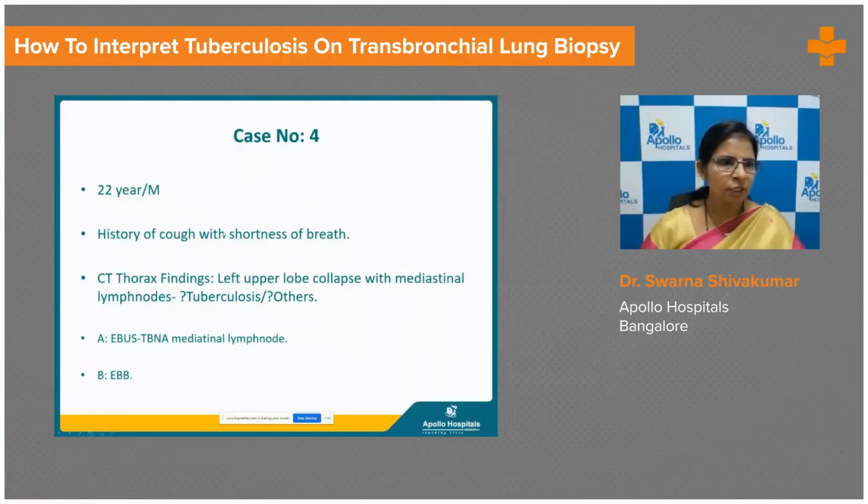Fourth case. She is a 22-year-old male with history of cough and shortness of breath. CT thorax revealed left upper lobe collapse with mediastinal lymph node, with a granulomatous etiology or any infections. This patient had been subjected to EBUS TBNA and endobronchial biopsy.